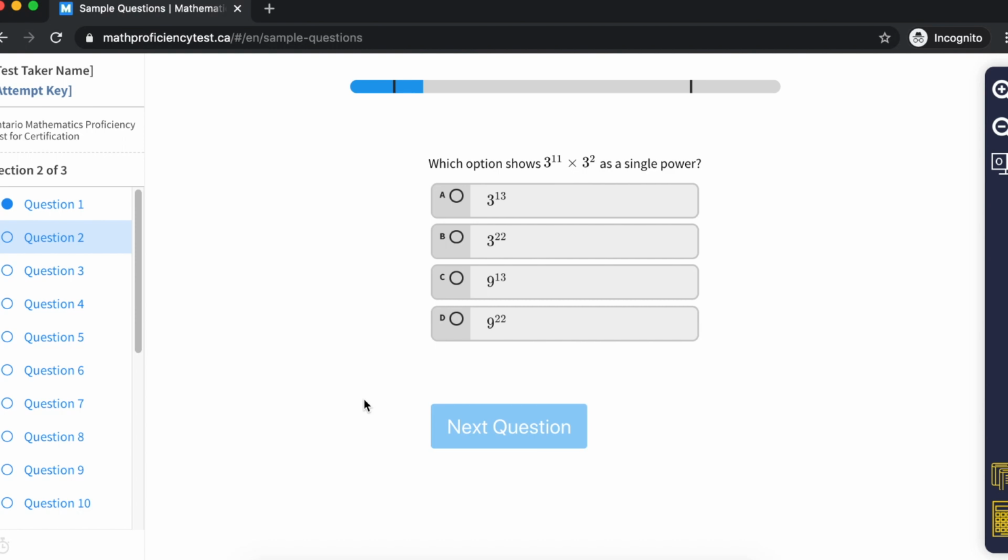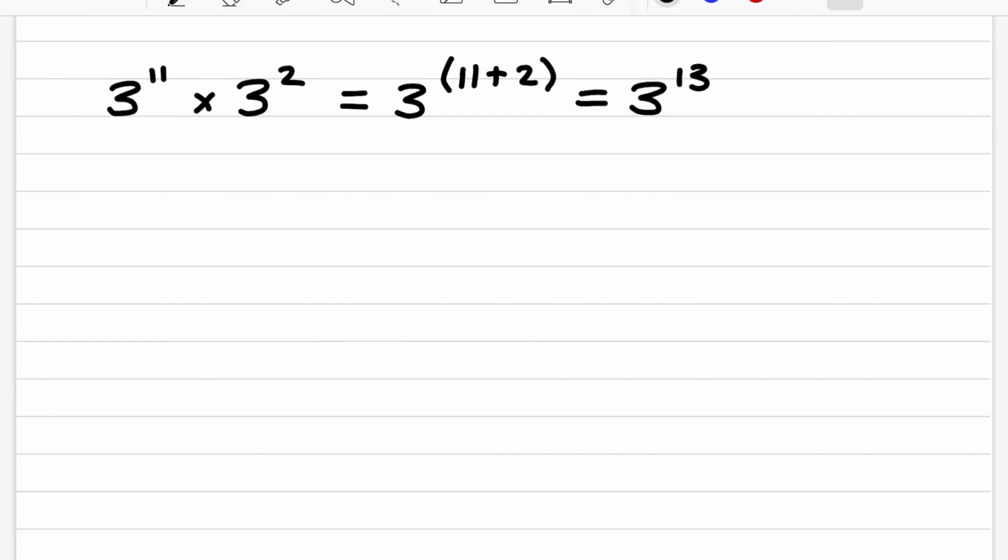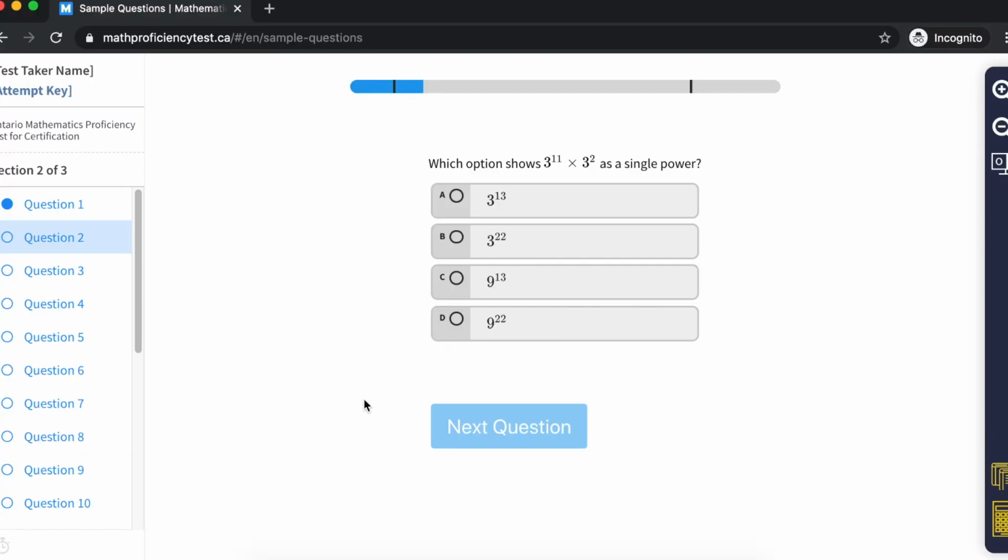So this question is asking which option shows 3 to the power of 11 times 3 to the power of 2 as a single power. Okay, so this was just exponent rules. When you have the same base, which is 3 in this case, the base is whatever the exponent is acting on, you can just add the exponents. So that's equal to 3 to the power of 11 plus 2, and that's 3 to the power of 13, which is option A here.